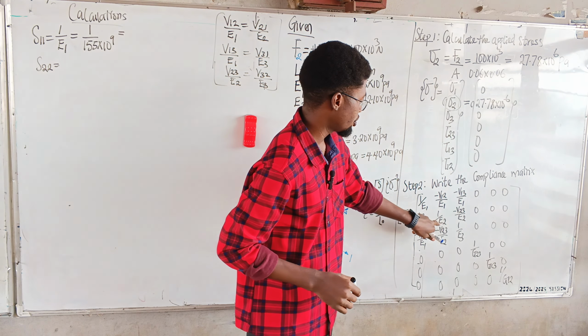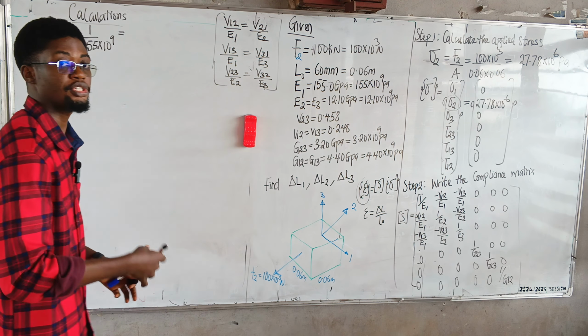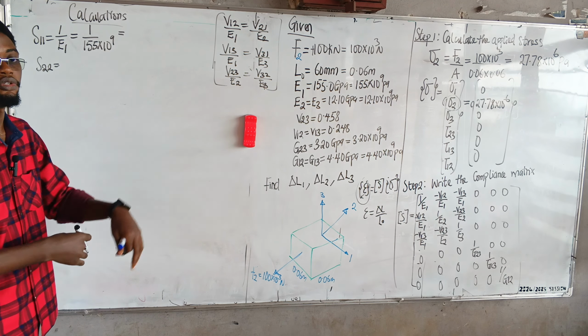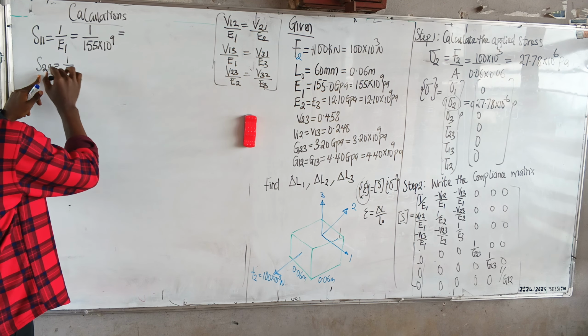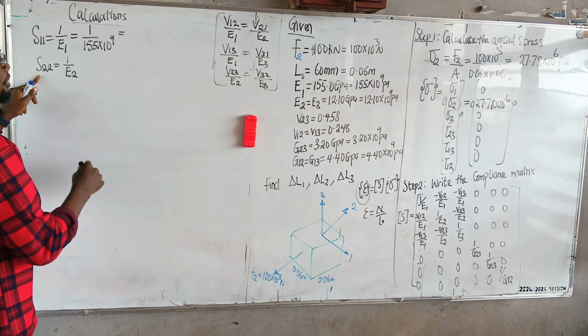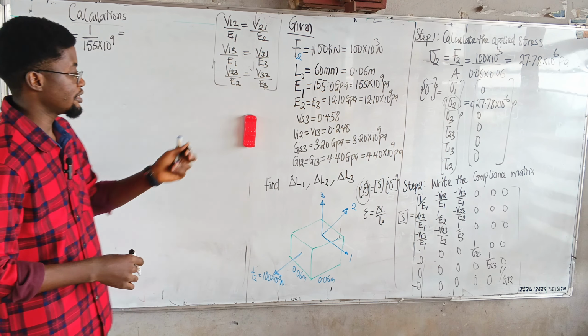I can choose to do all these Young modulus first, then go to Poisson ratio, then shear modulus. So let's do the Young modulus first. S22 is 1 over E2. And this S22 is still the same thing as S33 because E2 and E3 are the same.